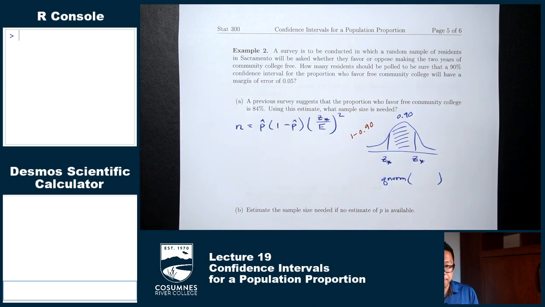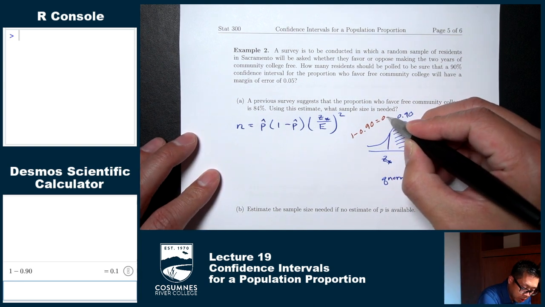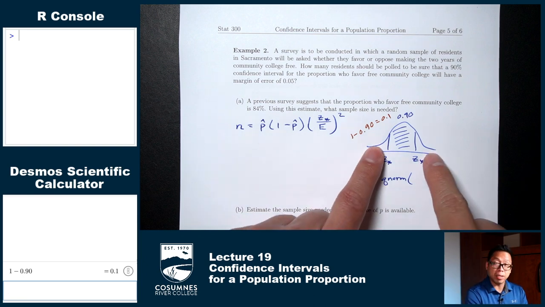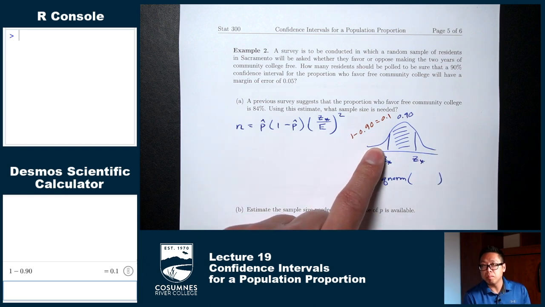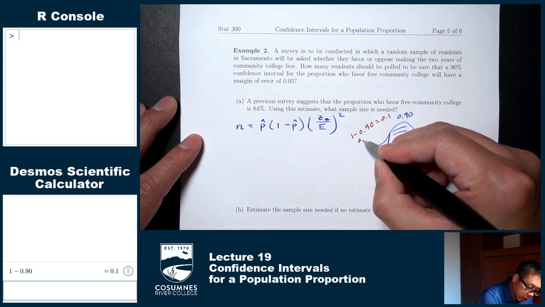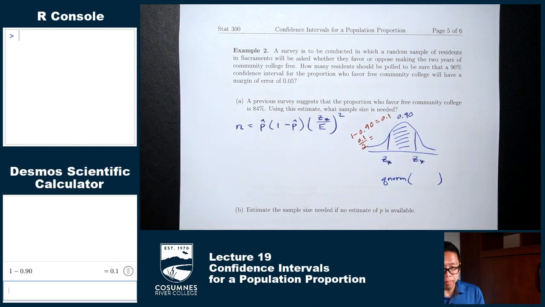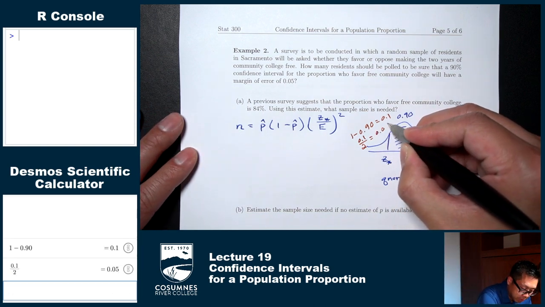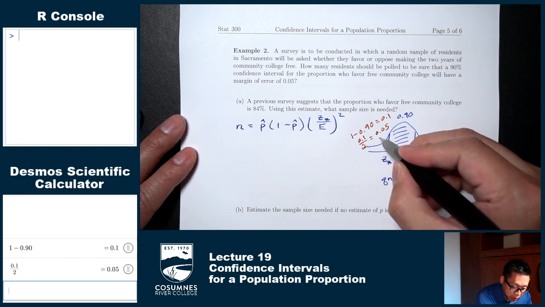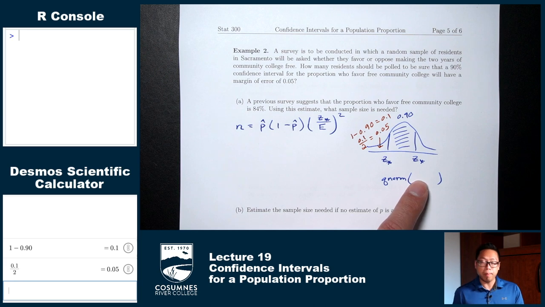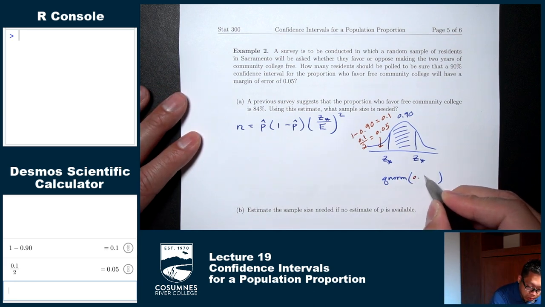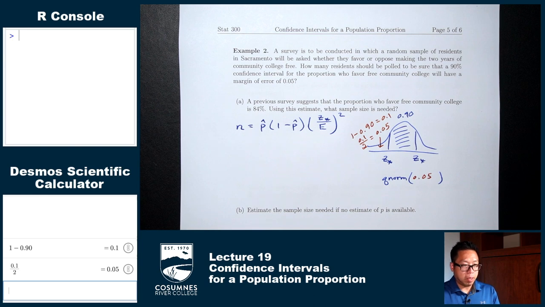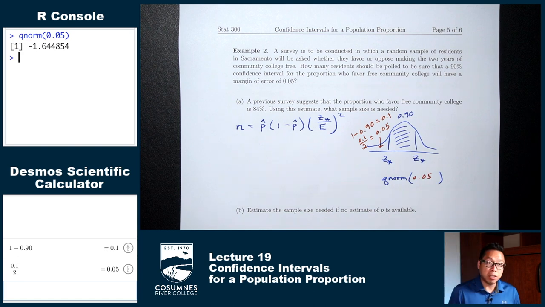So 1 minus 0.90 is 0.1. Okay, that's the unshaded part, which is the left and right together. I just want the left part, divided by 2. So 0.1 divided by 2 is 0.05. That's the area of the left unshaded part, which is what I need to plug into qnorm. So we're going to do qnorm 0.05. Okay, in R, qnorm 0.05.